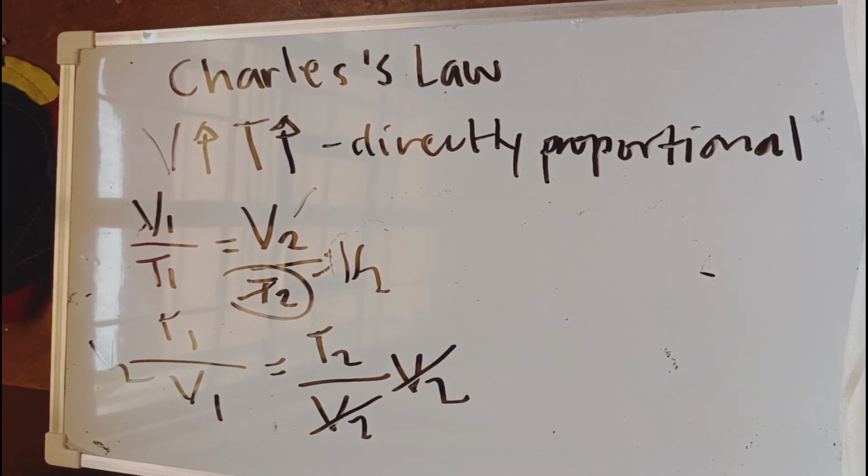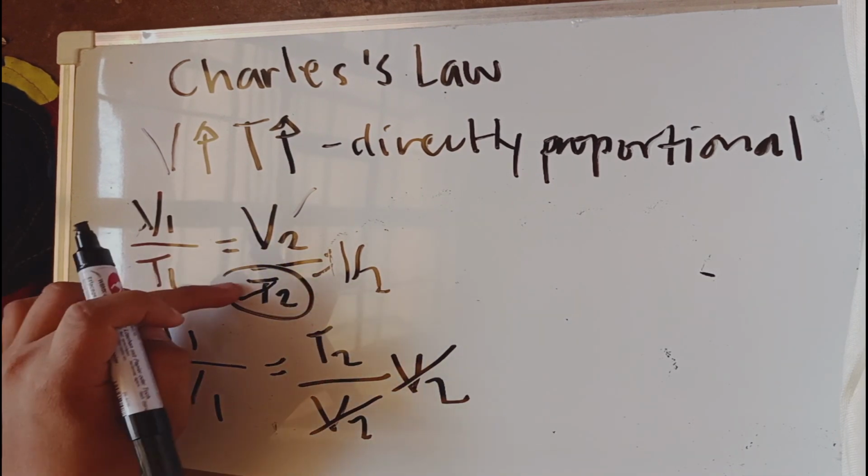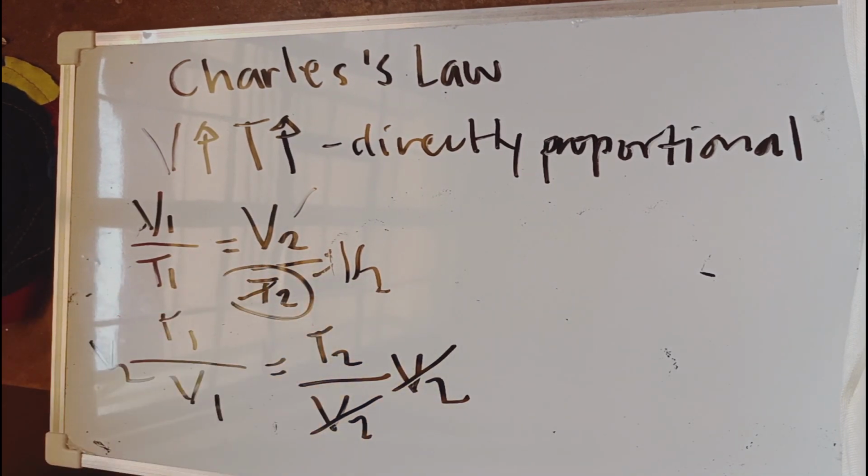That's the easiest way if you are asked to get the temperature. Even in the volume and pressure relationship, which is Boyle's law, you can also swap them if you're looking for the variable in the denominator. I hope you understand.